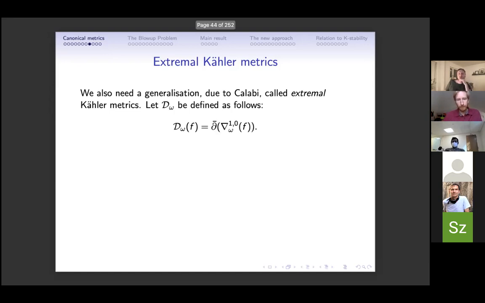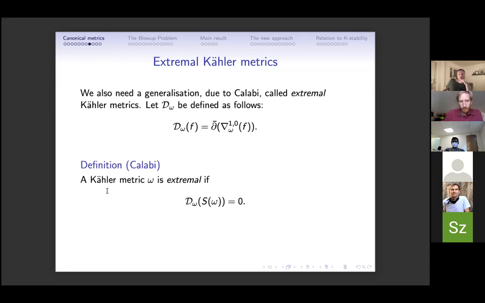So the holomorphic tangent bundle has a d bar operator, and you can apply d bar to that. This is second order in f. And the kernel consists precisely of the functions so that this section of the holomorphic tangent bundle is holomorphic. So meaning that this vector field that you get is a holomorphic vector field on X. And now, extremal Kähler metrics are those which land in the kernel of this.